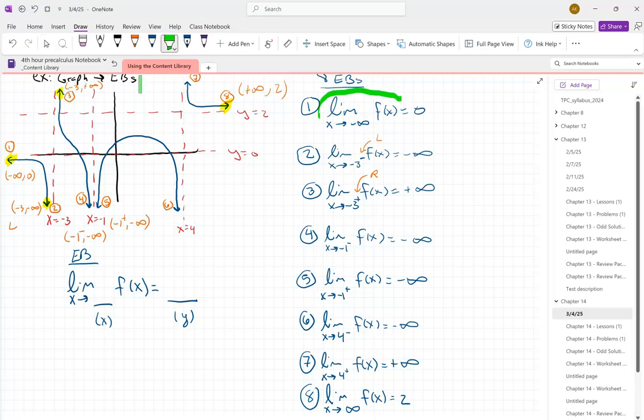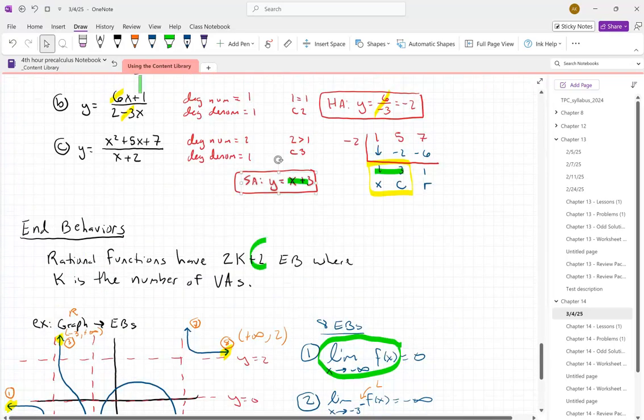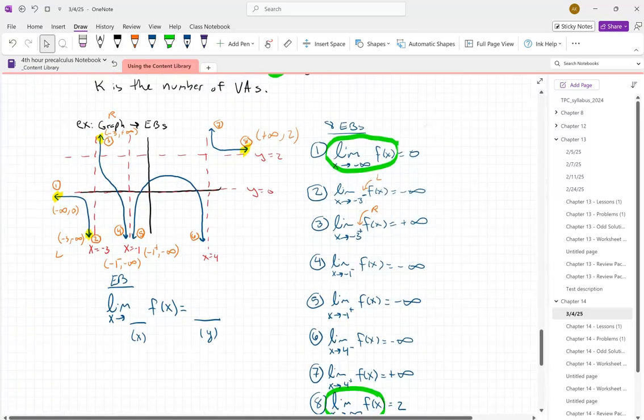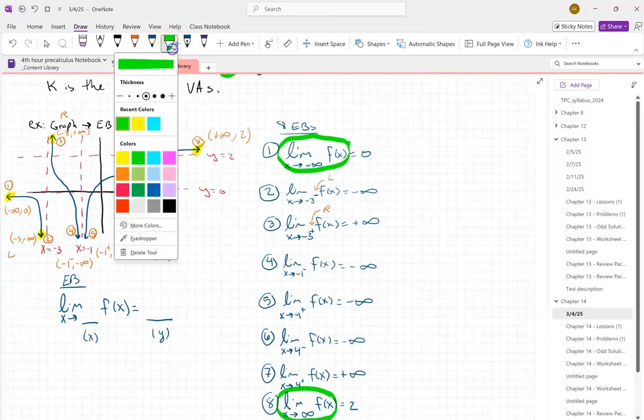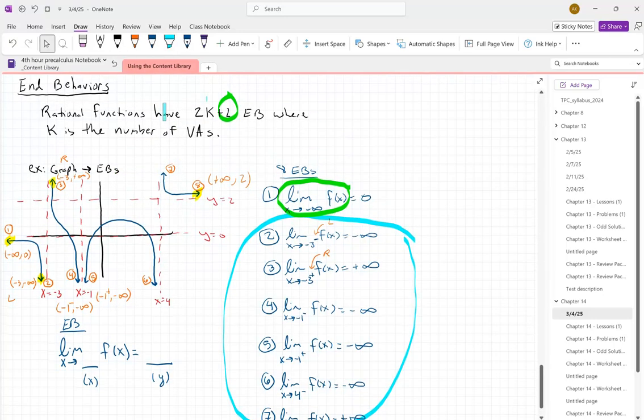I want to point out to you that these two chunks, those two specific end behaviors, are the same for all functions, right? They all have an end behavior as x approaches -infinity and as x approaches positive infinity. Those are the +2 here that are always there regardless of whether you have asymptotes or not. And then all of these guys in here are the result of having the asymptotes.